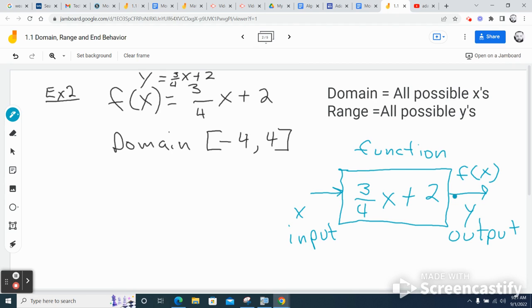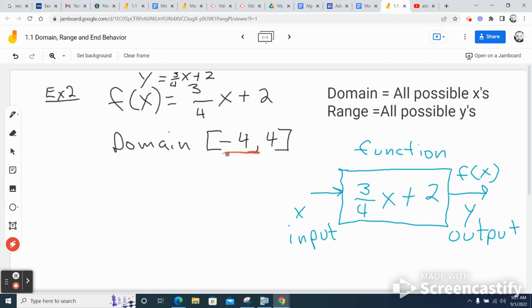So I'm going to plug in a number for x, do some math. Think of it like a machine that makes something. I'm going to come in here, plug in a value for x, and plug that value of x into my function or machine. It's going to do some math, and then it's going to spit out a number that we call y. So there's a mathematical relationship between x and y. There's an input that goes in, and there's an output that comes out.